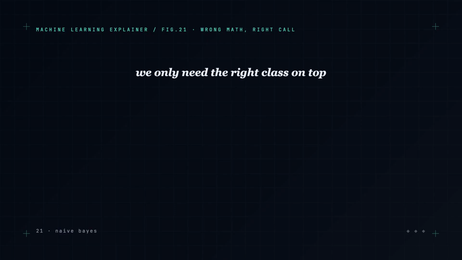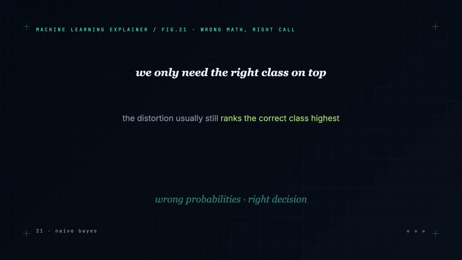So why does a false assumption give good answers? Because for classification, we don't need the exact probabilities. We only need the right class to come out on top. Even when the independence assumption distorts the actual numbers, it usually distorts them in a way that still ranks the correct class highest. Wrong math, right decision.